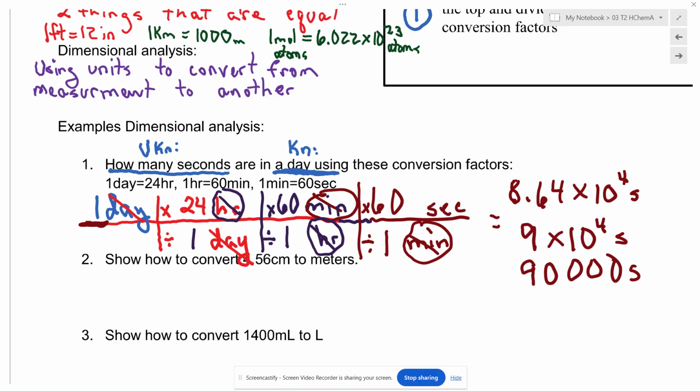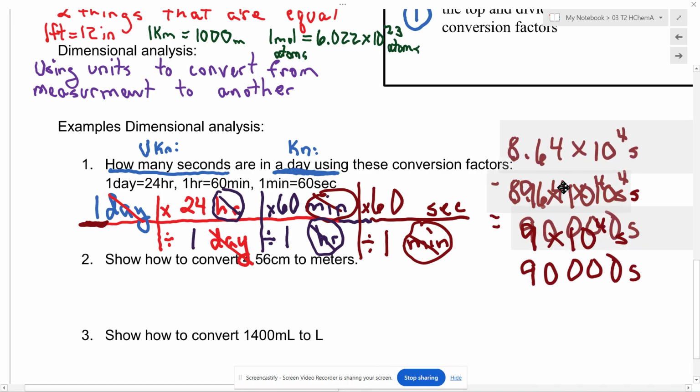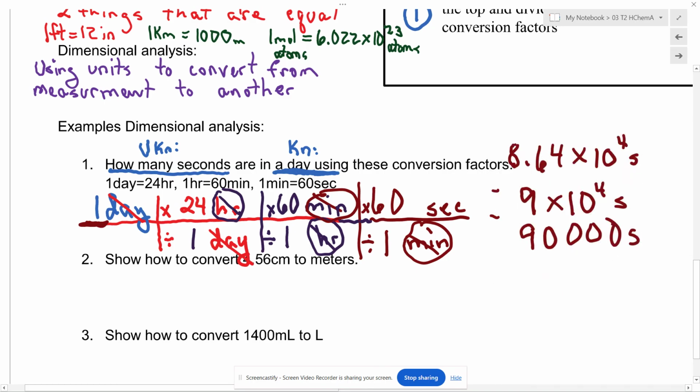So that is how we do dimensional analysis. So I would like to do these other examples as well. I've got to rearrange things on my paper a tiny bit to make sure I have enough room. Kind of made the equal sign look funny. Okay.